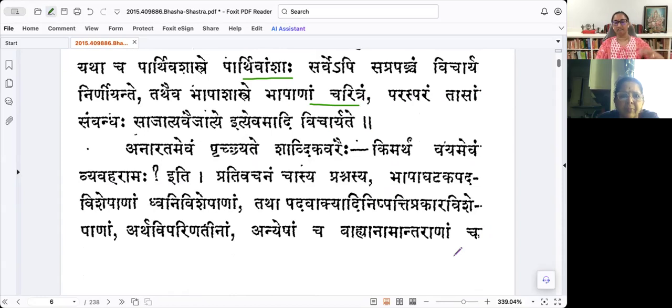Anantarameva prichyate shabdika-varaih, kimartham vayam evam vyavaharamaha iti. By shabdika-varaih, those who understand language or words, they keep asking this constantly, kimartham vayam evam vyavaharamaha. Why are we communicating in this manner? Kimartham evam vadamaha, kimartham evam na vadamaha. Atra asyam bhashayam tu evam vadamaha, asyam bhashayam tu evam vadati, tarhi kimartham evam bhedah vartate iti vicharah tu sarvatha vartate eva, sarvada vartate.